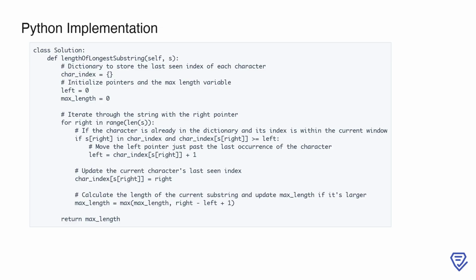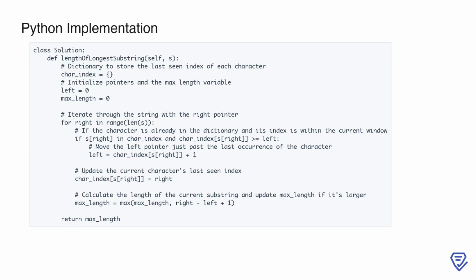Regardless of whether the character is repeated, we update its last seen index in the char_index dictionary to right. We then calculate the length of the current substring as right - left + 1 and update max_length if the current substring length is greater than the previously recorded maximum length. By the end of the loop, max_length contains the length of the longest substring without repeating characters.